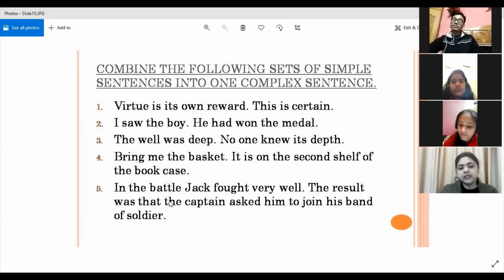Can't we write it like this? In the battle, Jack fought so well that the captain asked him to join his band of soldiers. Okay, so well that the captain asked him to join his band of soldiers. So that this is the most appropriate answer. Please write it down.